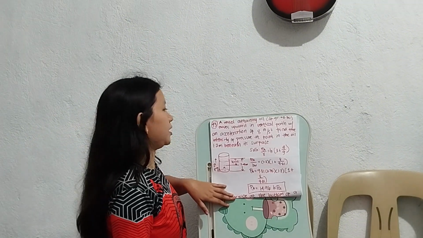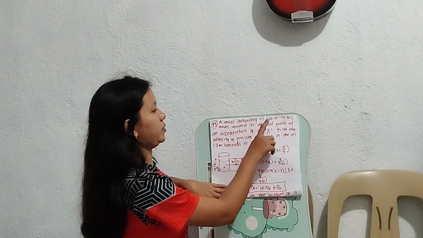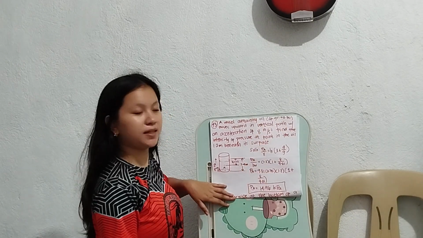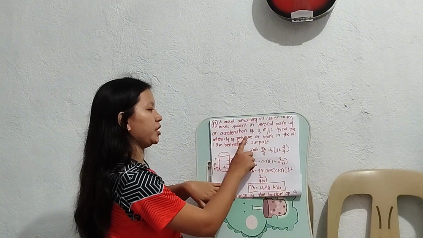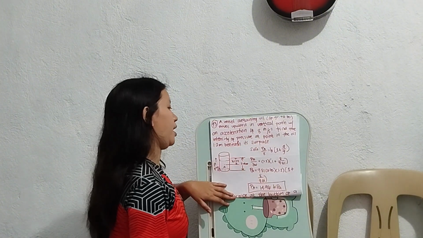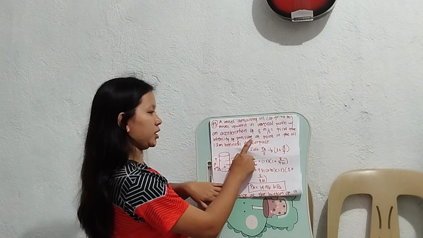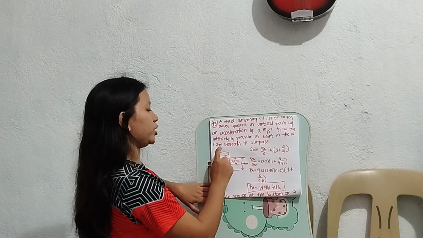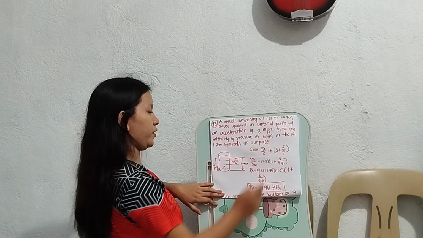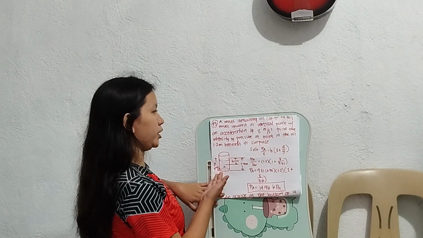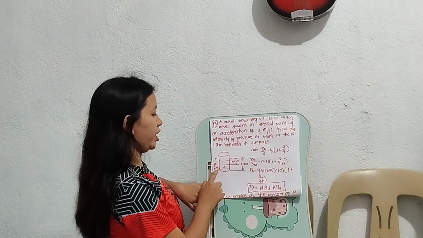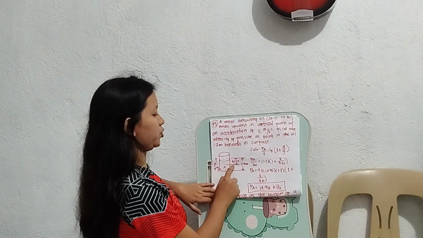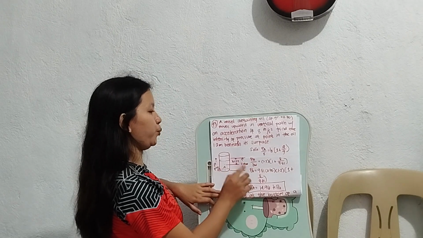For number 43, a vessel containing oil with a specific gravity of 0.70 moves upward in vertical path with an acceleration of 8 meter per second squared. Find the intensity of pressure at the point in the oil 1.2 meters beneath its surface. So this is our figure, which we have the A is equal to 8 meter per second squared, and then the H is 1.2, and then the height is 2.4 meters.